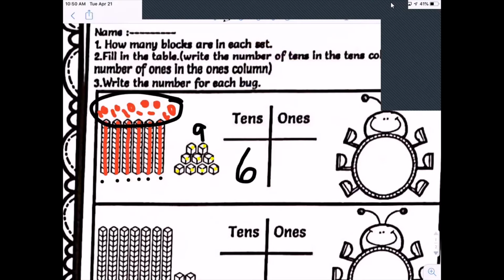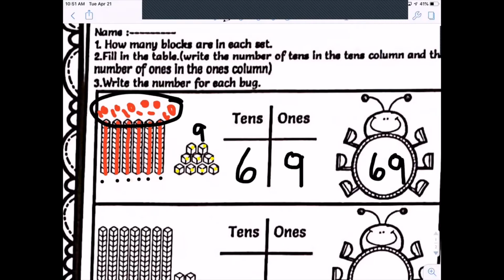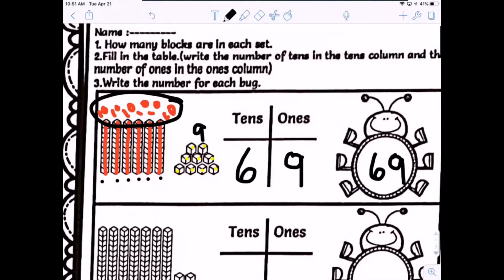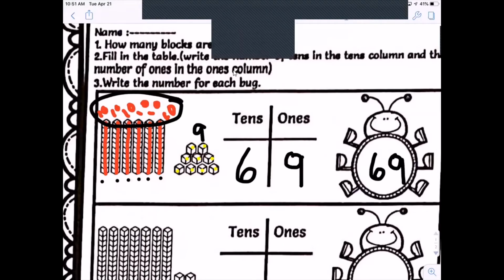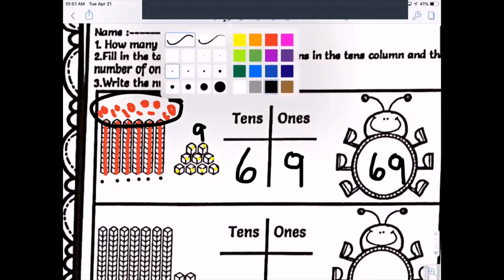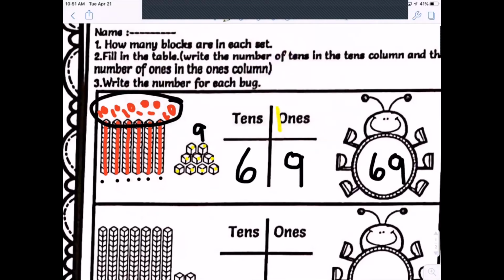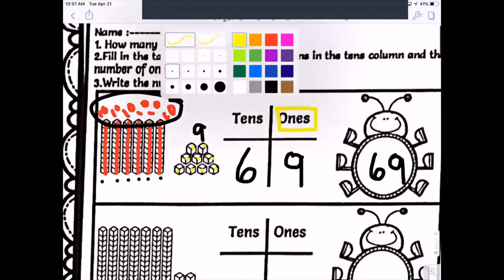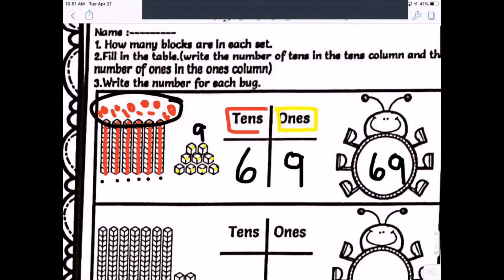Okay, I'm not writing the number sentence. I only write 6. Now, how many ones do I have? 9. So now if I put it all together on the ladybug, what am I going to write? 69. And what did Ms. Morales forget to do right here with the tens and the ones on the T chart? I forgot to what? Color code. Okay. So my ones are my yellows and my tens are my reds. Okay, remember to color code.